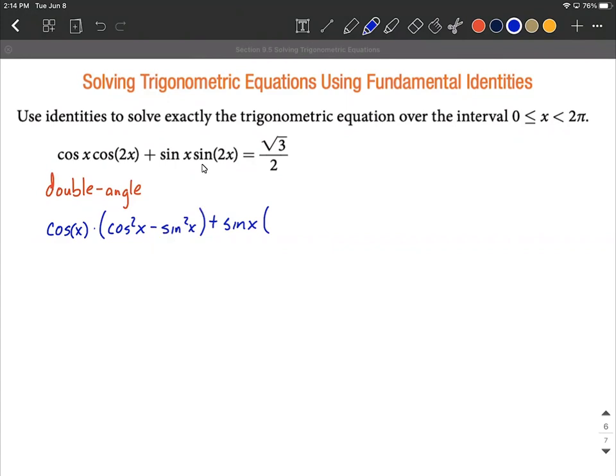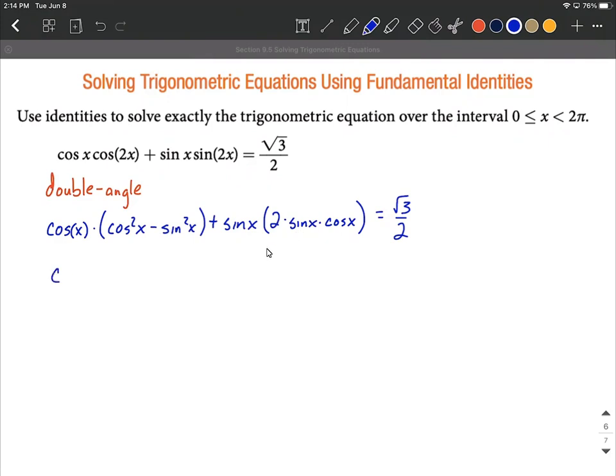I also want to replace in sine of 2x. In this case, I'm going to go ahead and use the version that says sine of 2x is 2 sine of x times cosine of x. All right, from here, maybe a little distributing, clear out these parentheses, go ahead and multiply this sine of x to the inside, get rid of that set of parentheses.